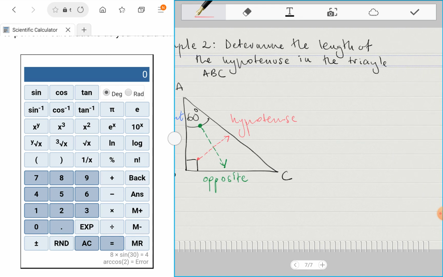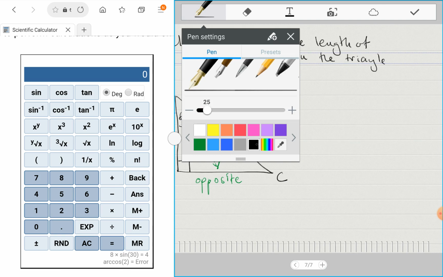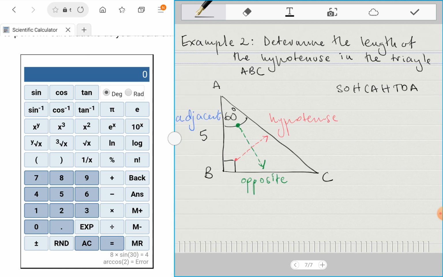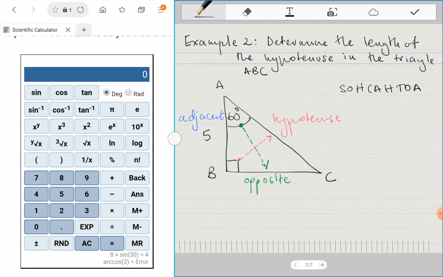Okay, so let's do that in black. Okay, SOHCAHTOA. Okay, and we're going to do our method of looking at what we have and looking at what we want and selecting a trig ratio from there. So if we look at what we have, we've been given the adjacent side. All right, we've been given the adjacent side, so we've been given adjacent.